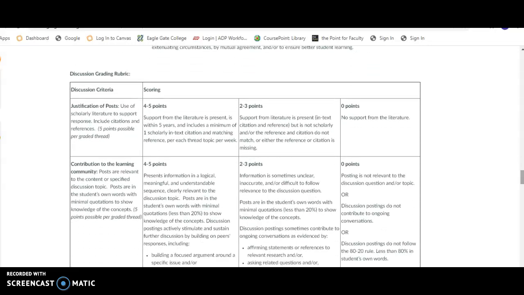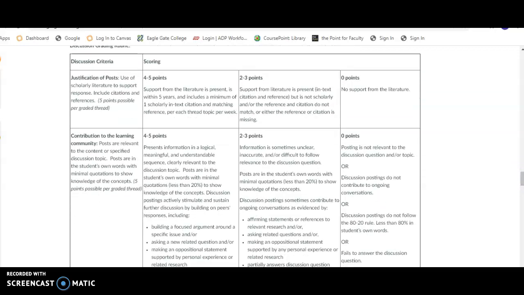So a brief review of the discussion threads. Remember, your initial post must be in by Wednesday. Make sure that you include a scholarly reference. You may use the LRIN tab on the right, and I will go through that, and it will take you right to your source where you can find scholarly references. They need to be within 5 years or you would lose 2 points. Make sure you include a citation and reference.